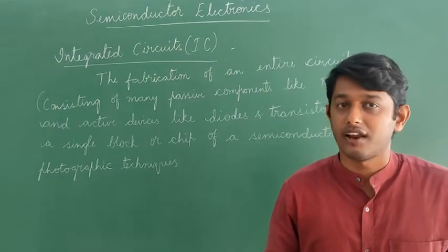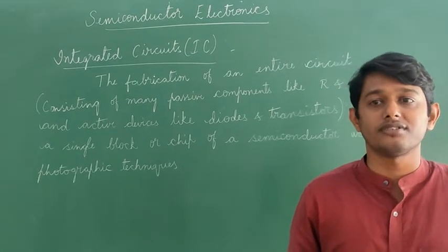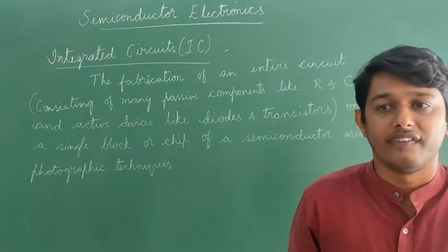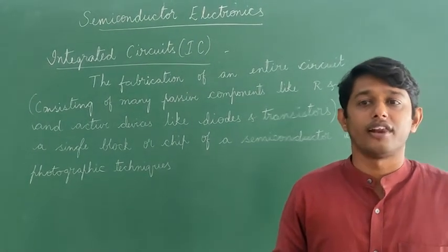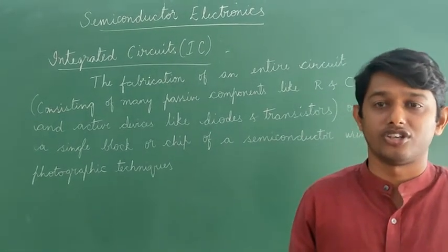So the next one is the digital ICs. The digital IC processes the digital signal that has only two values. They contain circuits such as logic gates.